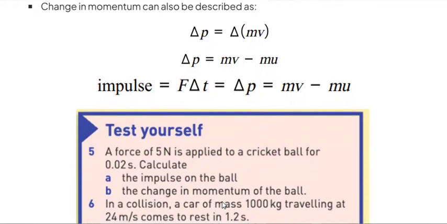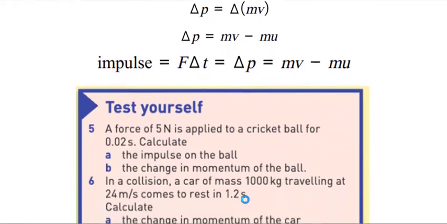So, question number 6: in a collision, a car whose mass is 1000 kg traveling at this velocity comes to rest in this much time. So three pieces of information are given, and we will use them to calculate the change in momentum. The change in momentum of the car can be calculated by considering that it comes to rest from a velocity v. So we have mass, we have velocity, that is the initial momentum, and the final momentum becomes zero because it comes to rest. Final momentum and initial momentum give us the change in momentum.